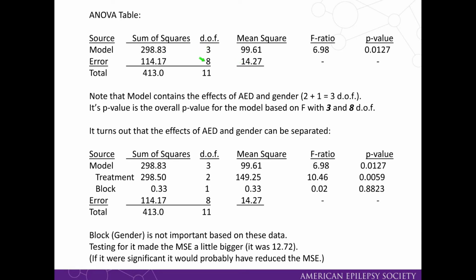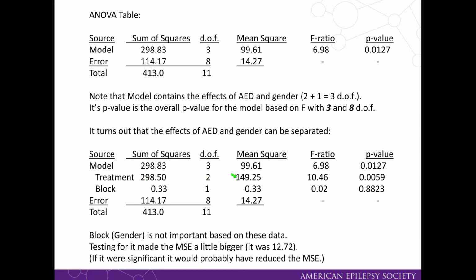That means there must be 8 left over for error. It turns out that the effect of these 2 effects, the treatment effect and the block effect or gender effect, can be separated. And in fact, that's how most software packages will separate things out. It will give you the overall treatment sum of squares and the block sum of squares. And there's just simple algebra and math that lets us do this. And notice the degrees of freedom are broken out respectively into 2 and 1.